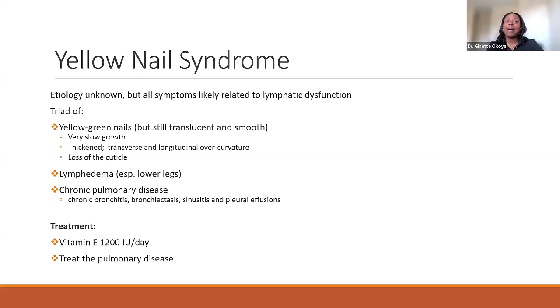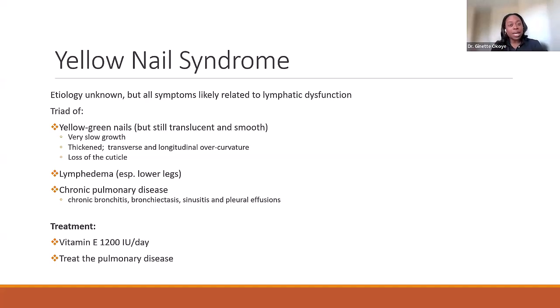These patients also tend to have lymphedema, especially of the lower legs, and they tend to have chronic pulmonary disease. So chronic bronchitis, chronic sinusitis, pleural effusions, bronchiectasis. Those are the four most common associations with yellow nail syndrome. I've had 3 patients with yellow nail syndrome over my career. Sorry, 1 had chronic bronchitis, 1 had chronic sinusitis, and 1 had pleural effusions.